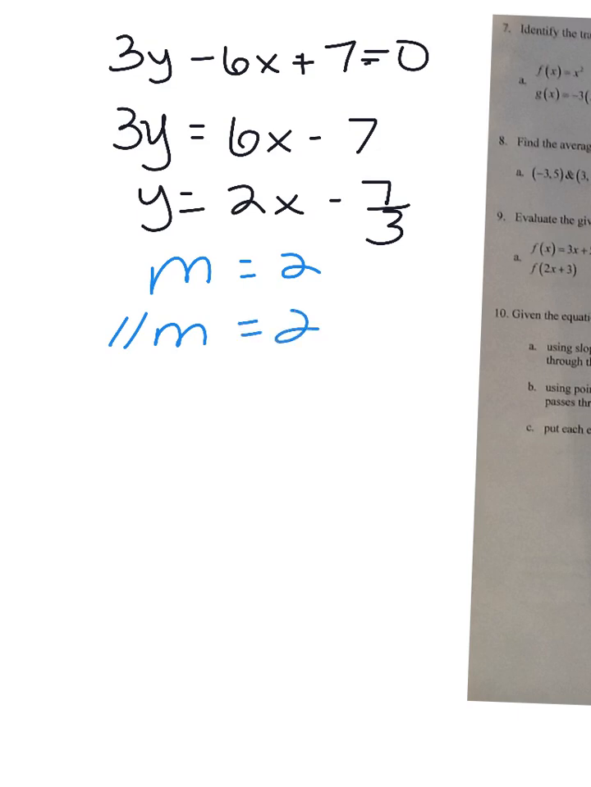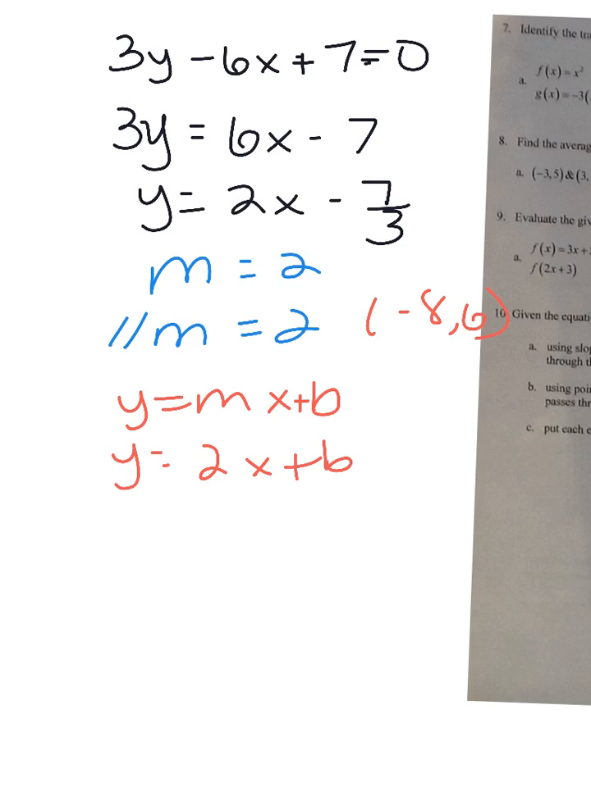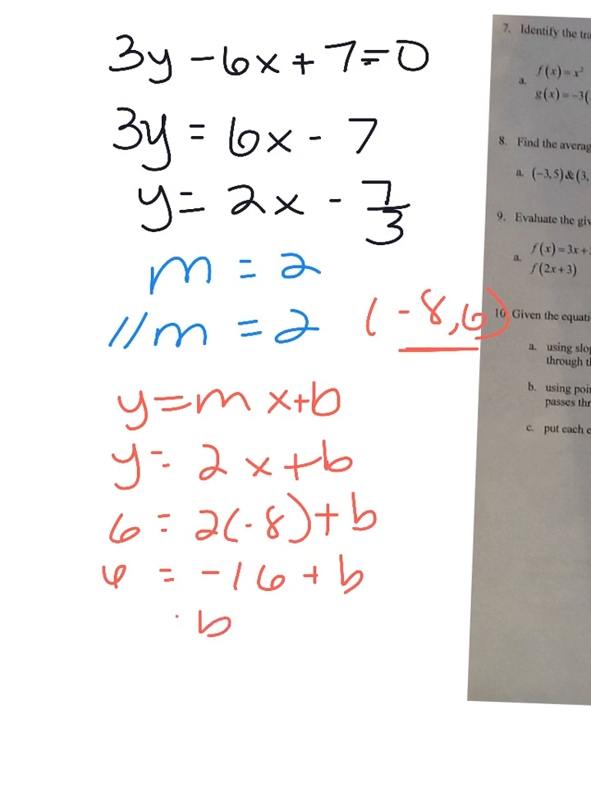So then what I want to do now is to write my equation that passes through the point negative 8, 6, and is parallel. And I want to use slope intercept. That's y equals mx plus b. So I'm going to have y equals 2x plus b. In order to get b, you have to plug in x and y. So it's 6 equals 2 times negative 8 plus b. So it's 6 equals negative 16 plus b. So b, add 16, is 22. So my equation is y equals 2x plus 22. All right, let's take a look at the next one.